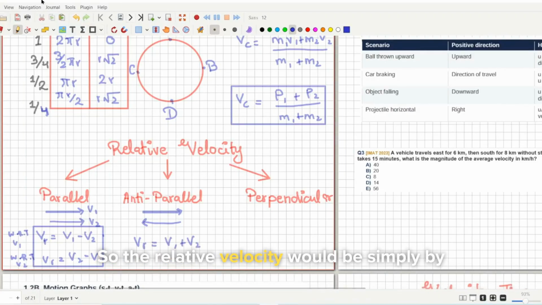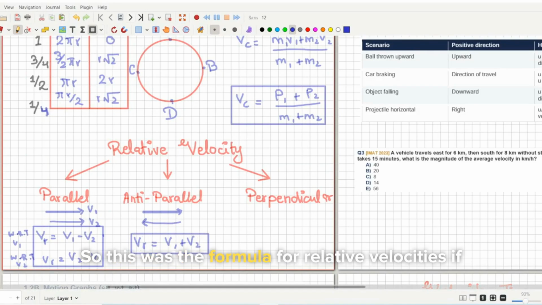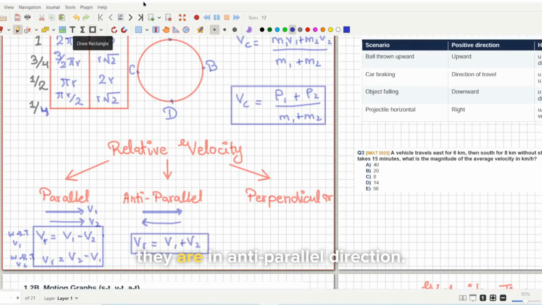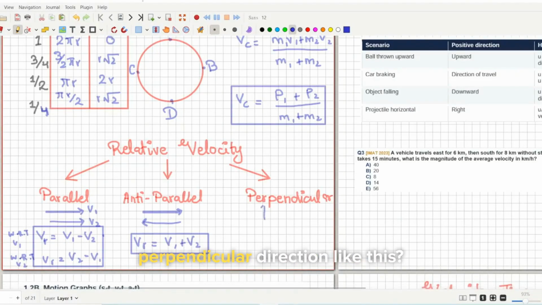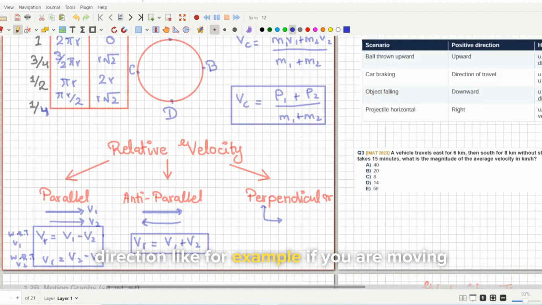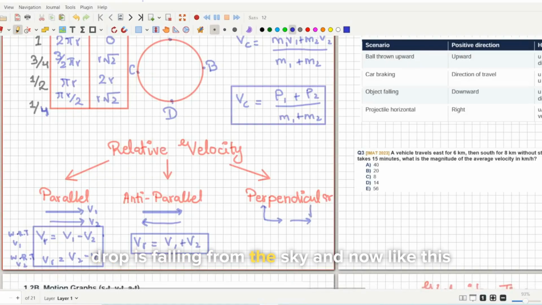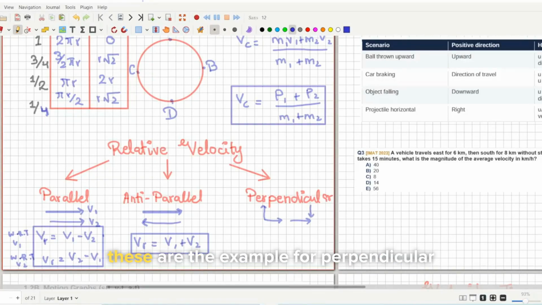So the relative velocity would be simply by adding both of those velocities. So this was the formula for relative velocities if they are in anti-parallel direction. So what if the objects are moving in perpendicular direction like this? What could be an example of perpendicular direction? Like for example, if you are moving forward like this, and there is a raindrop falling from the sky, these are examples of perpendicular velocities.